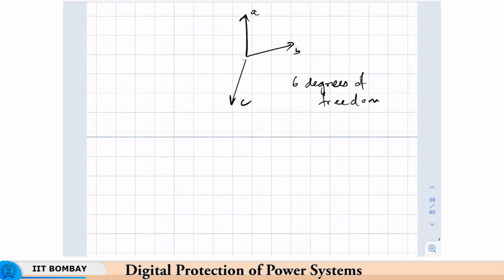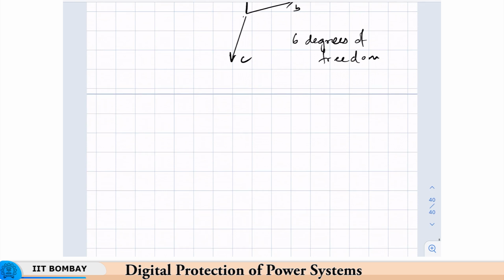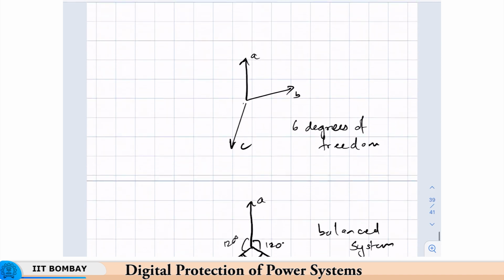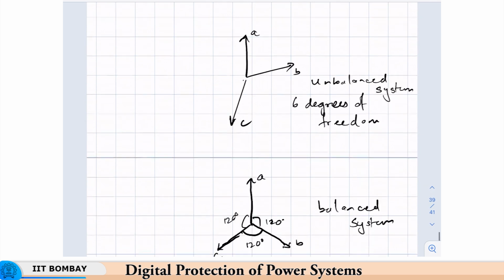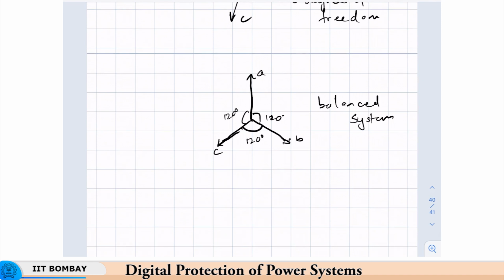Okay. However, if this system were balanced, say I have a balanced 3-phase system, this is what we are very familiar with. The phasor magnitudes A, B, C are assumed to be equal, though they may not appear to be the same in the drawing. They are 120 degrees and equally spaced apart. So this is a balanced system. This, on the other hand, was an unbalanced system, which had 6 degrees of freedom. This is a balanced system. How many degrees of freedom does this have? It will have 2 degrees of freedom, because once I fix one magnitude and its position in space, the other 2 will get fixed.